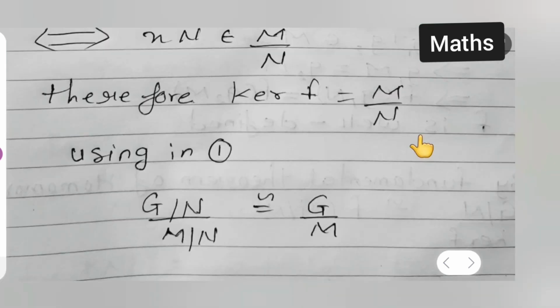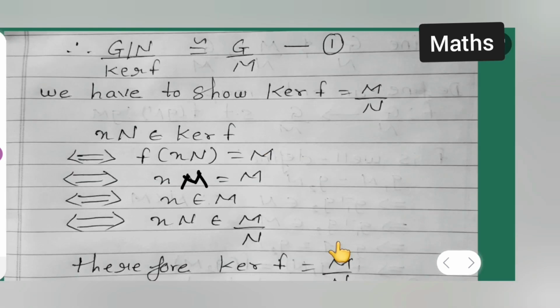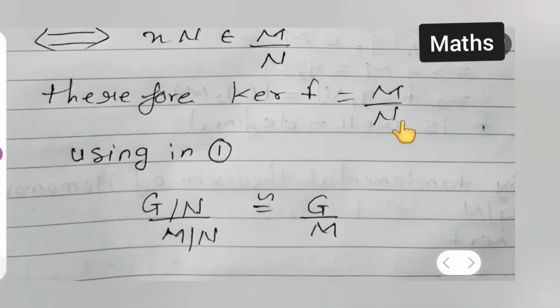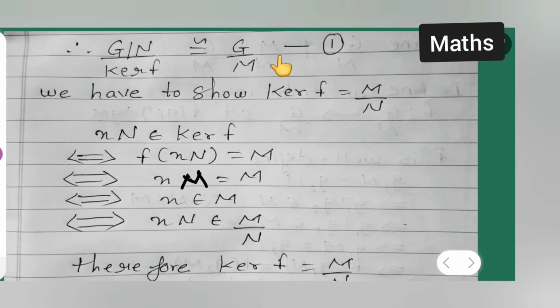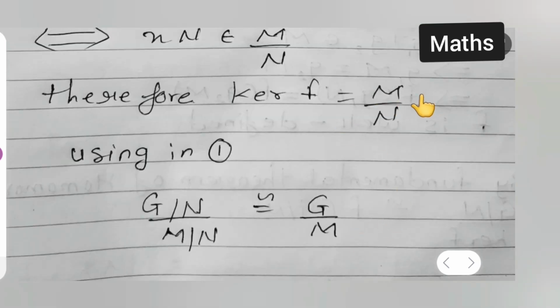So now using equation 1, we are plugging the value of kernel of f, which is equal to M/N, into equation 1. So what is your equation 1 over here? (G/N), in place of kernel of f I am plugging M/N, is isomorphic to G/M. Write it as it is. In place of kernel of f, I am writing M/N. So finally we have proved the third isomorphism theorem. I hope you all have understood this, and thanks for watching.